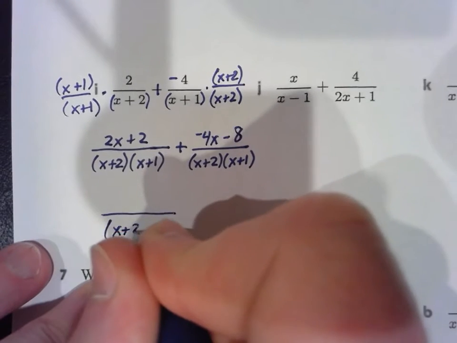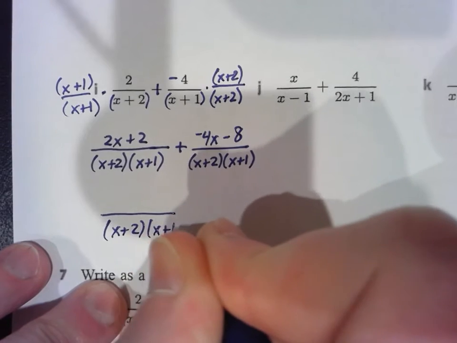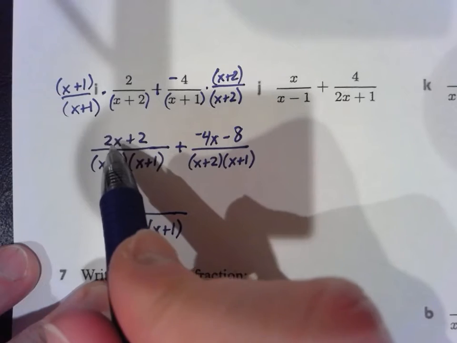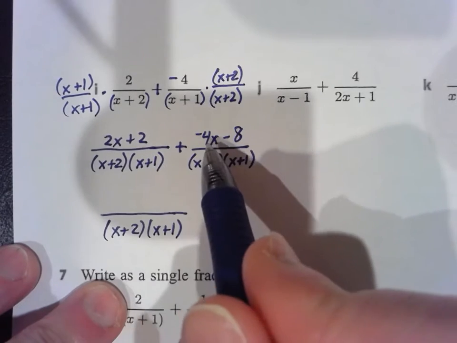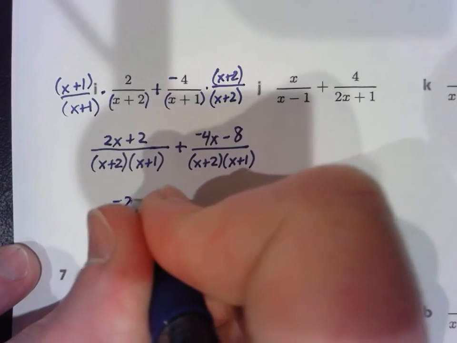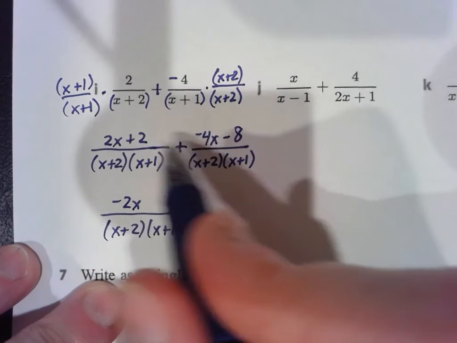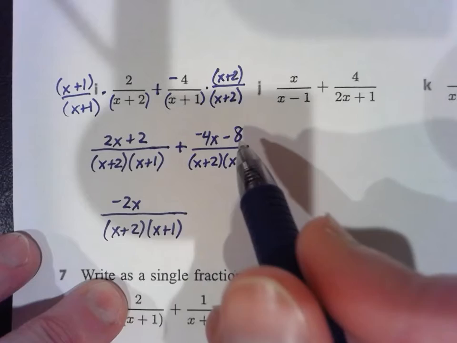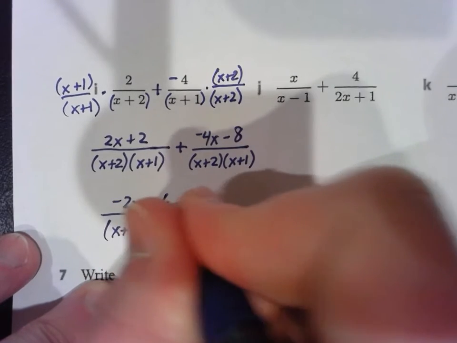x plus 2 and x plus 1. In the numerator, we add the like terms. 2x plus negative 4x is negative 2x. 2 plus negative 8 is negative 6.